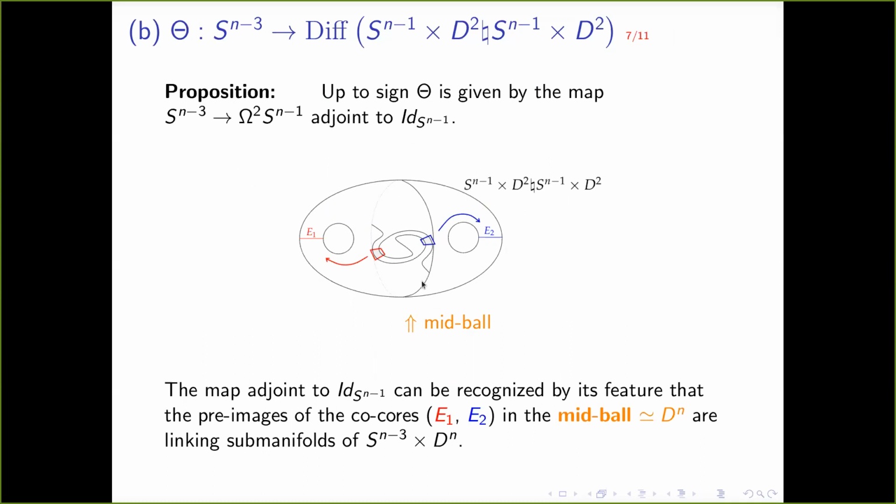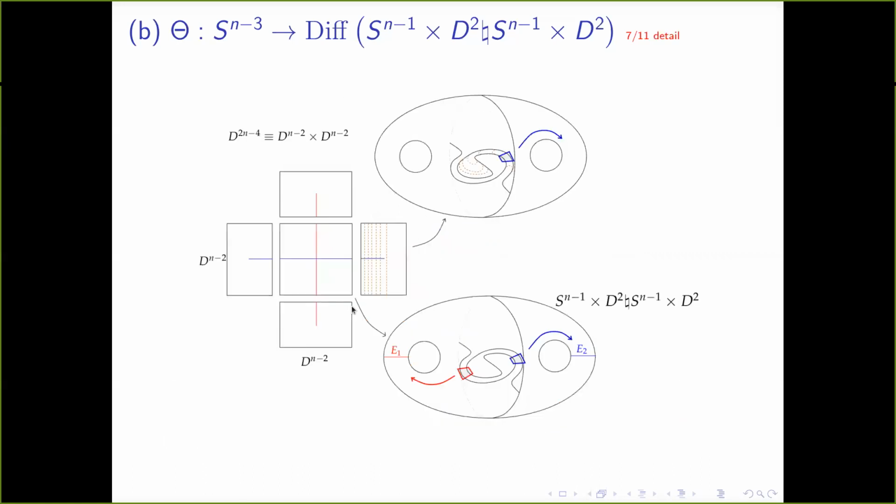S^{n-3} across the mid ball, that's a D^n. So the two things together, that's 2n minus 3 dimensional space. Yeah, and I want... So that D^n, I'm going to think of it as a D^{n-1} across an interval.